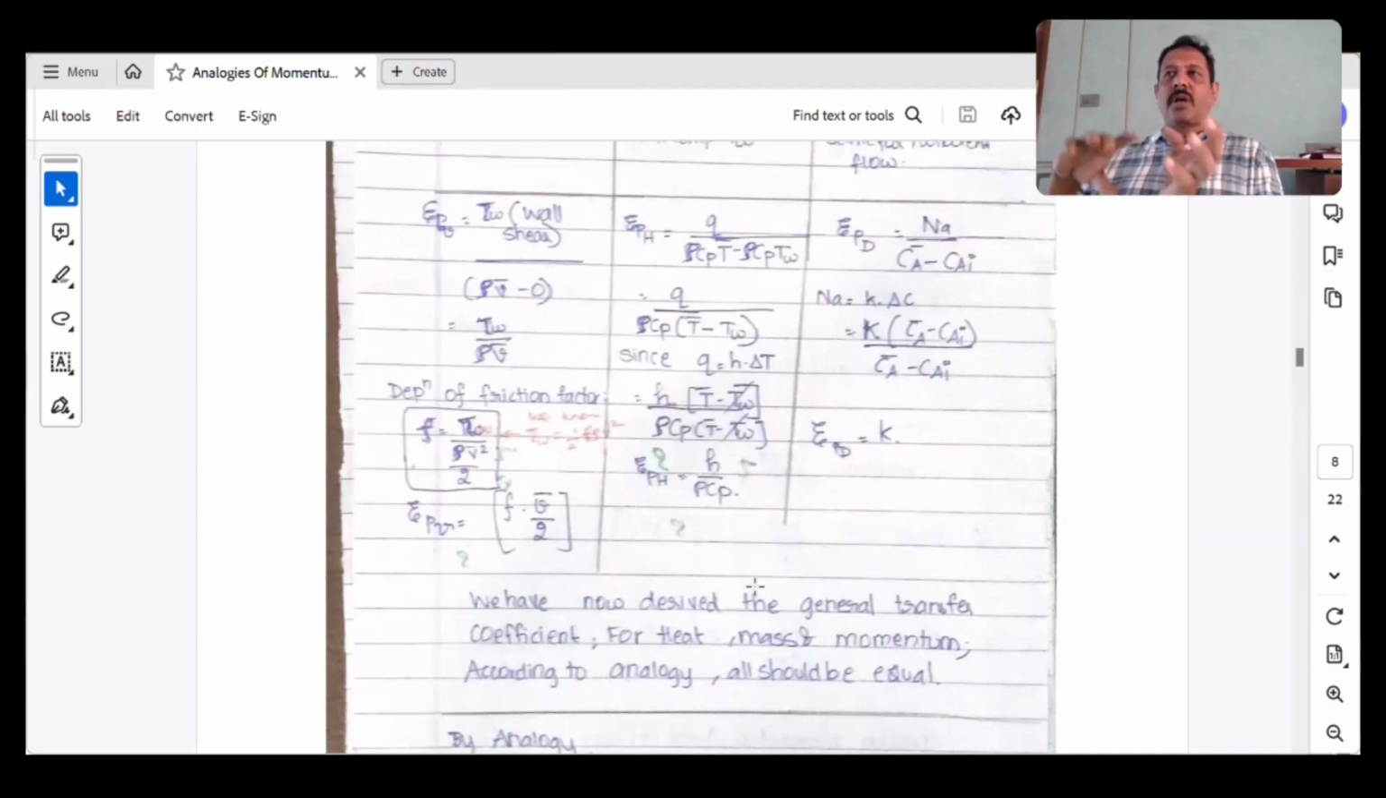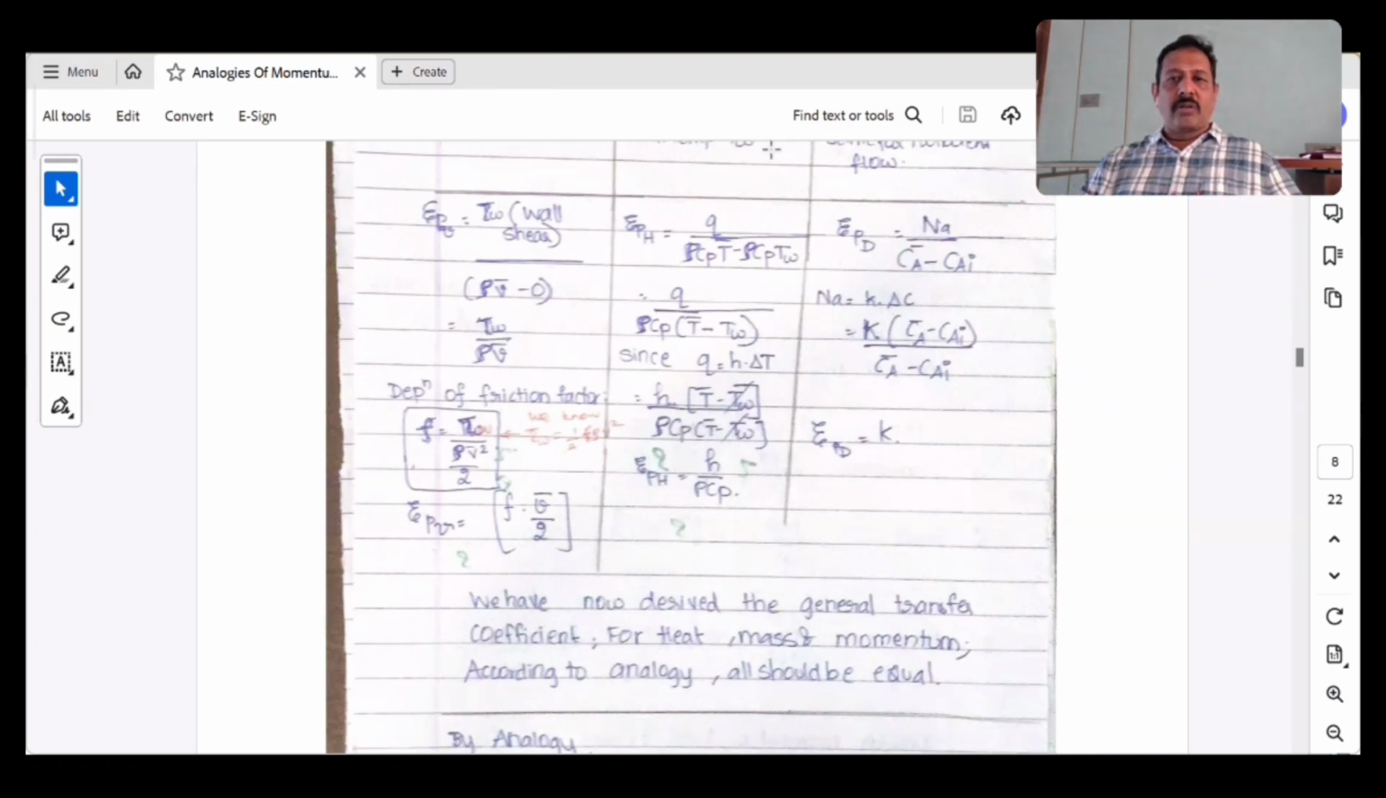So how are tau and friction factor related? Tau is equal to f into rho v square, or f into rho v square by 2. Similarly, how is heat flux related to heat transfer coefficient? Q is equal to h delta T. In mass transfer, Na is equal to K into delta C.